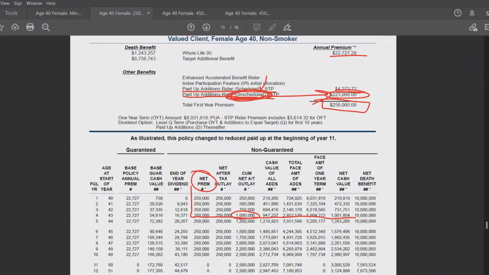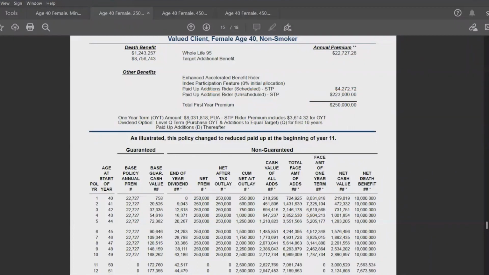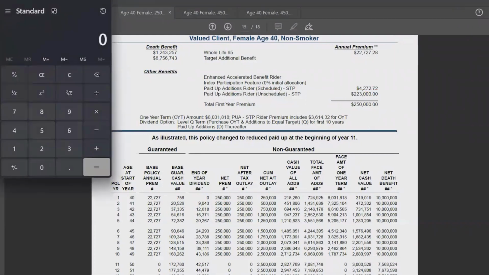Quite attractive, isn't it? And let's look at the first year cash value. So you paid in $250K. Your cash value is $219,000. So what's your hit in the first year? What you can do here is take the exact amount, 219,019, and divide it by 250, your payment. And there you go, 87.6.